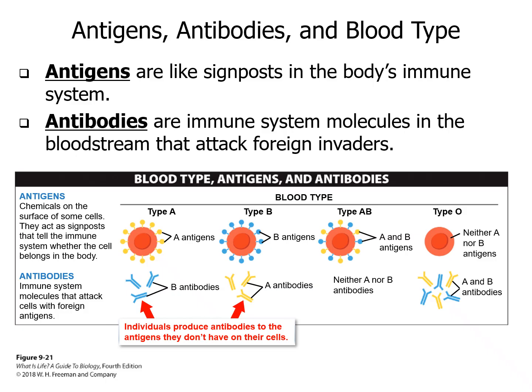When it comes to type AB blood, you have both antigens. That means you can't have either antibodies or you will attack your own cells. But for type O blood, what's interesting is you have neither antigen. So neither A or B. This means you can have both types of antibodies because your body does not want to have any of those antigens inside of it.